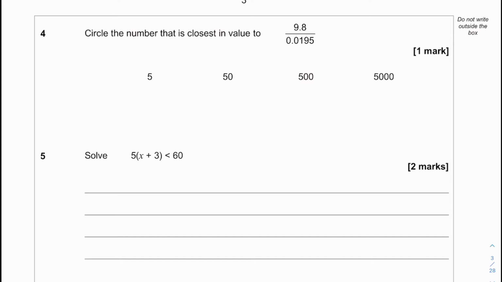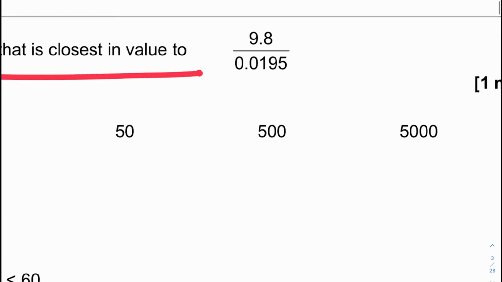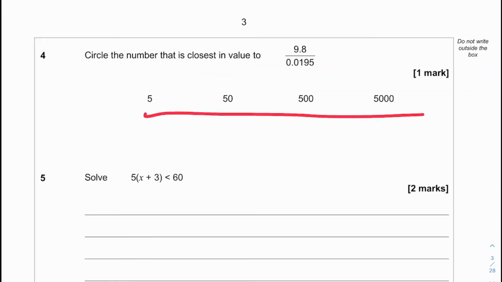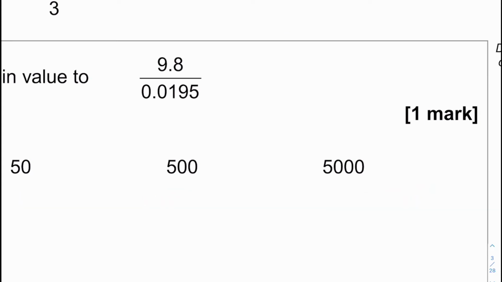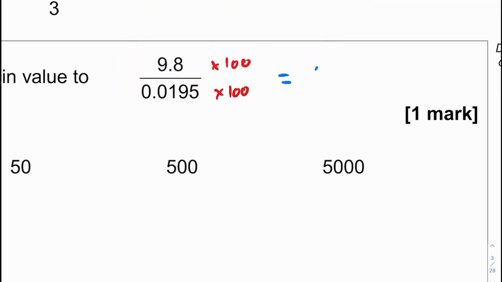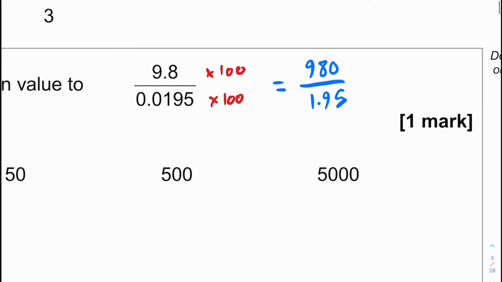Question 4, we need to circle the number that is closest to the value of 9.8 divided by 0.0195 out of these 4 options here. What I'm going to do is make this a bit easier for ourselves. We can multiply the bottom of the fraction by 100 as well as the top, and when we do this what we get is 980, all over 1.95.